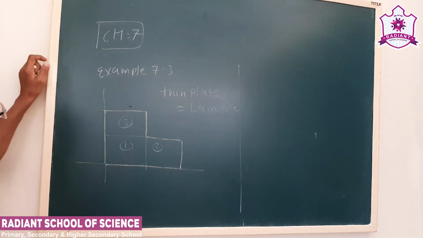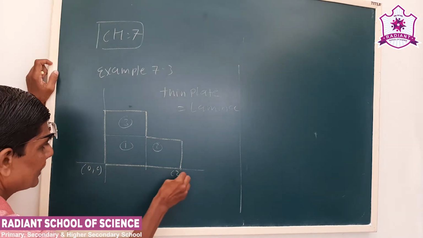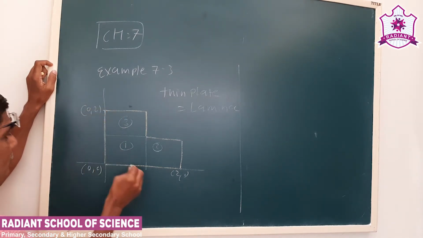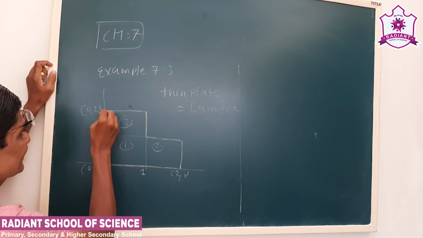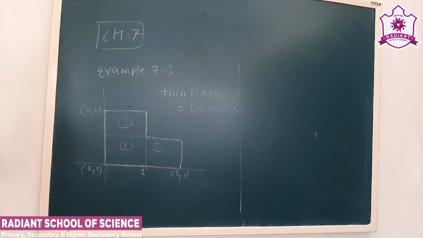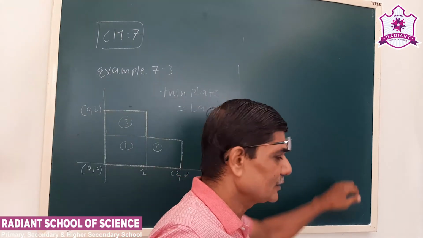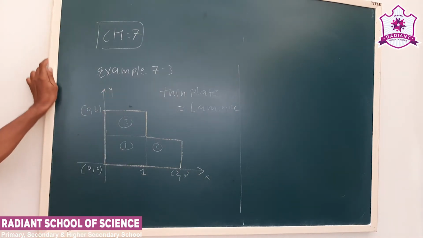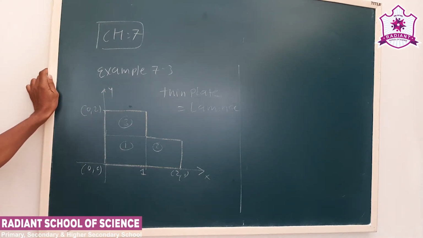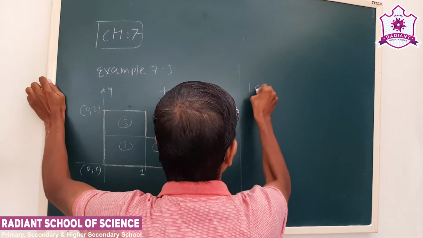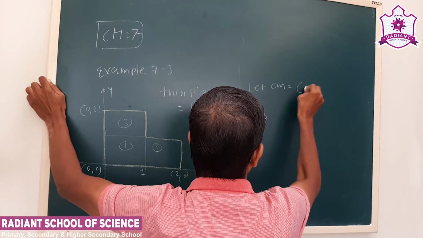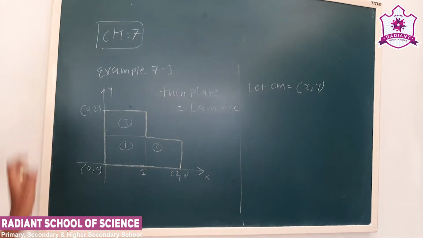Now see, the coordinates are 0, 0 and 2, 0, and here it is 0. Each of the length is 1 meter. We have to find out the center of mass. Now see, this is a two-dimensional object, lying in the xy plane, so the center of mass will have x and y coordinates, made up of two coordinates, x and y.